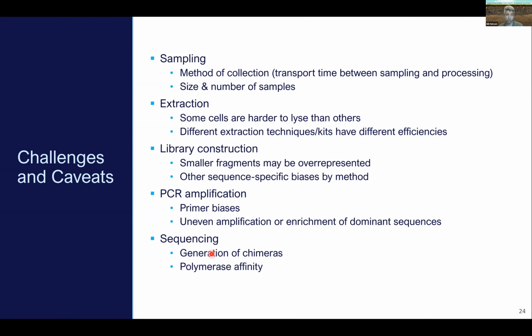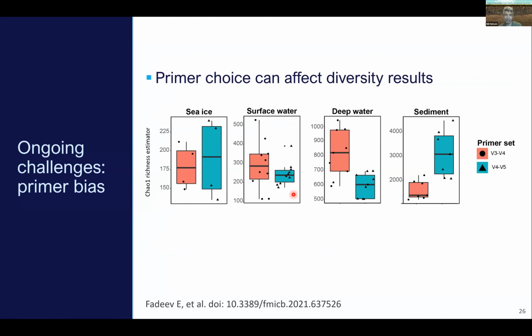PCR amplification, we talked a little bit about primer bias and uneven amplification in the single-cell genomics. I've got an example of that here. So primer choice affecting your diversity results. This was a study that was done specifically to compare two primer sets, this V3, V4 primer set, and this V4, V5 primer set in Antarctic marine samples.